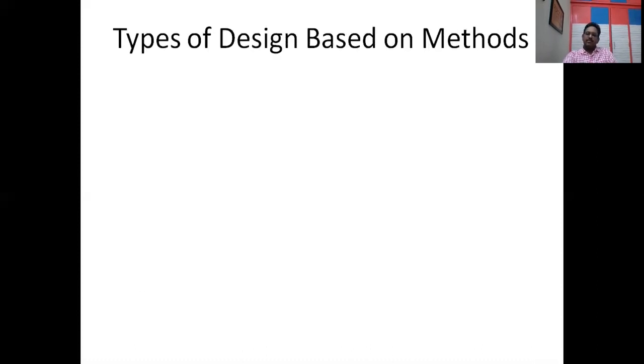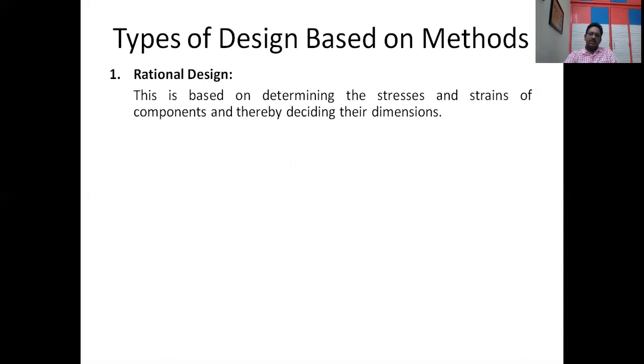Types of designs based on the methods. What are the various methods we have? We have two types. One is the rational method. What is the rational method? This is based on determining the stresses and strains of components and thereby deciding their dimensions. So rational method means a rational approach. We calculate all the stresses and strains on the components and design based on them. That is called rational design.